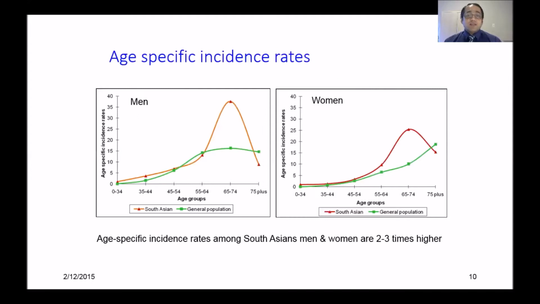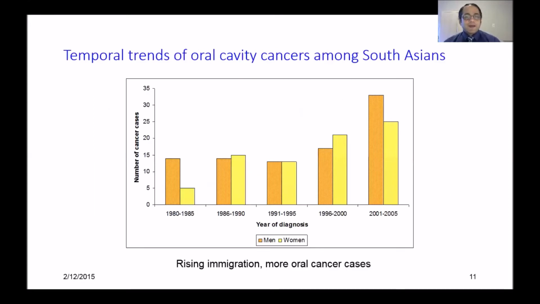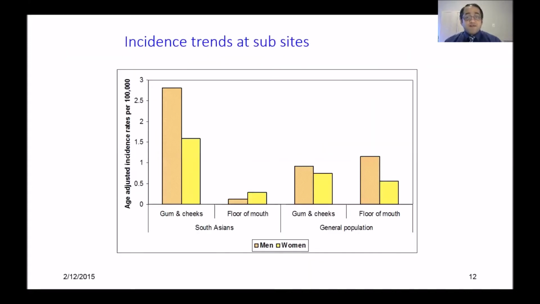When we looked at the age-specific incidence rate, we found that in the age group of 65 to 74 years, South Asian men and women had 2 to 3 times higher rates as compared to the general population. And as immigration from these countries is increasing, the number of cases is also increasing.